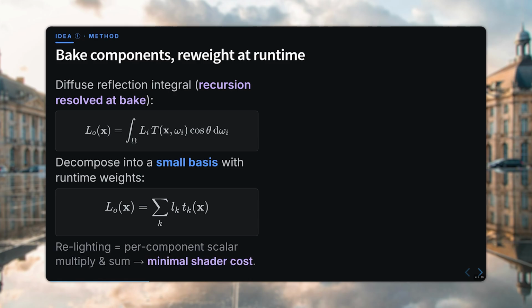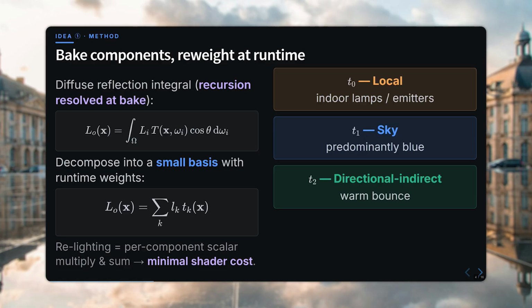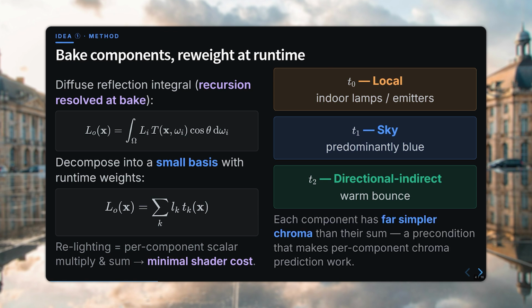So relighting is really nothing more than a per component scalar multiply and a sum, which means the shader cost is tiny. In practice, we use three components. There's a local term for indoor lamps and emitters, a sky term that's mostly blue, and a directional indirect term that carries the warm bounce light. And here's the property that really matters. Each component has much simpler color than the sum of all of them. The sky is blue, the indirect is warm. And that's exactly the precondition that lets us predict chroma per component later on.